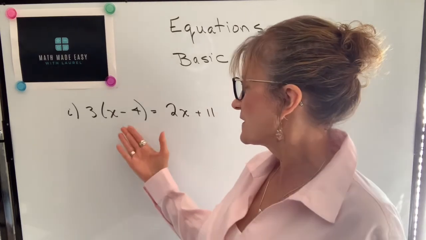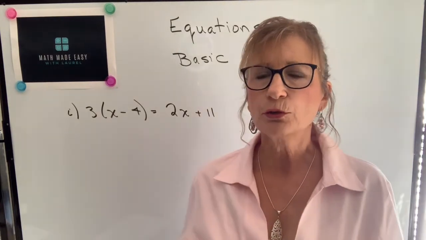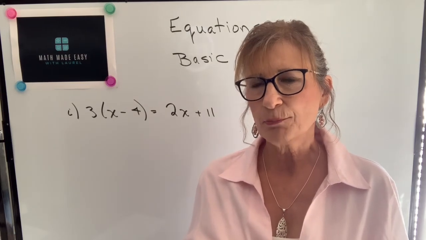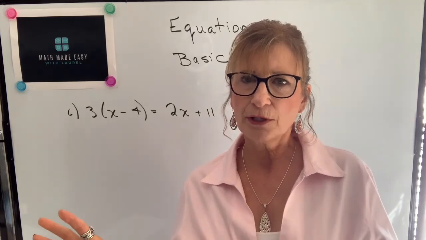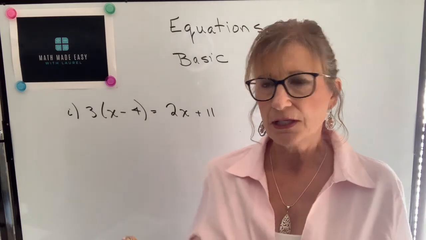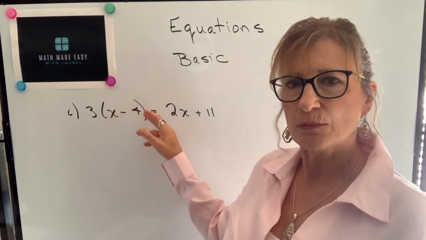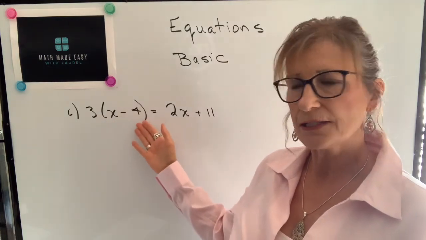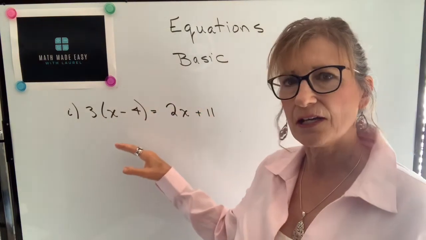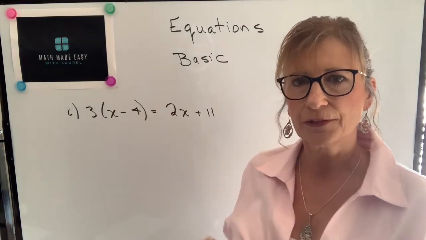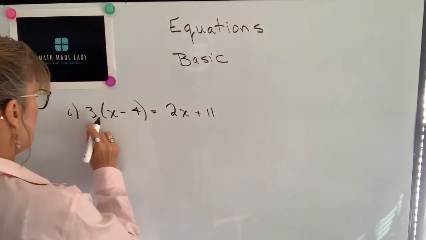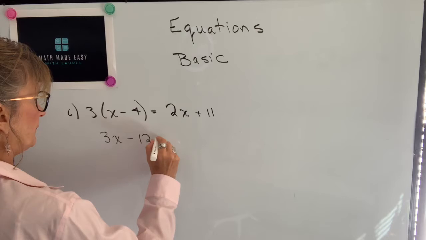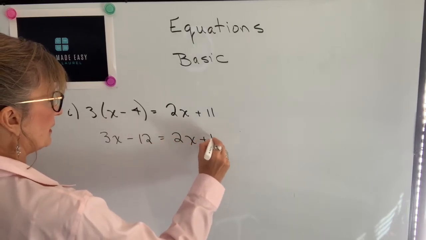So if we take a look at this first example, we're going to encounter grouping symbols in some of the equations that we're dealing with. So I always suggest simplifying each side of your equation before you start moving things around. We can't touch this x when it's in grouping symbols, so you need to get rid of them. So what I'm going to do is do the multiplication, get rid of those brackets, and then look to see if there's any other simplification I can do before I start solving. So 3 gets distributed to each of those terms. So we're going to have 3x minus 12 equals 2x plus 11.